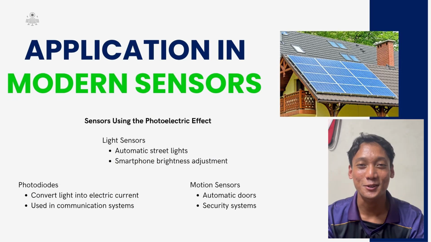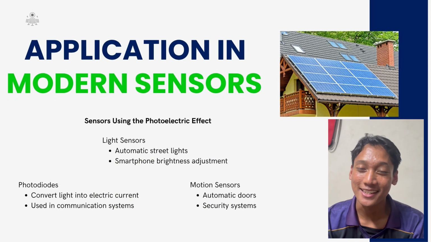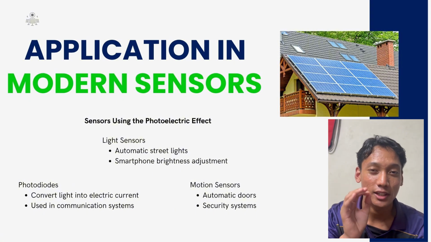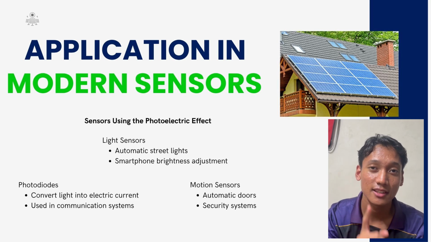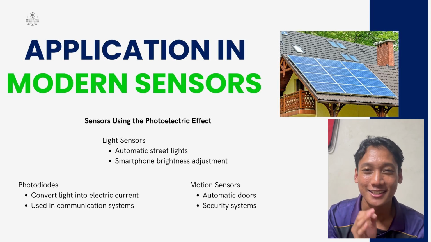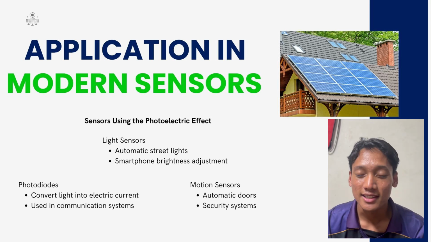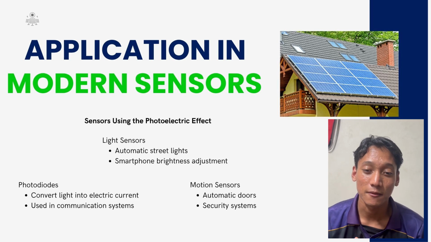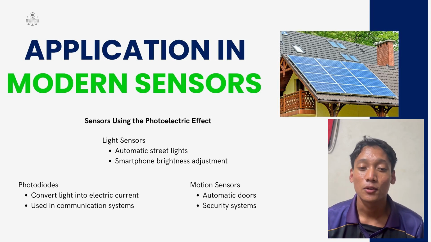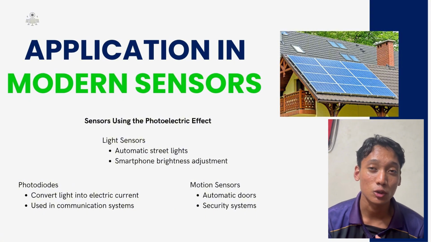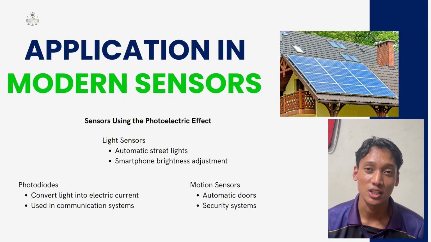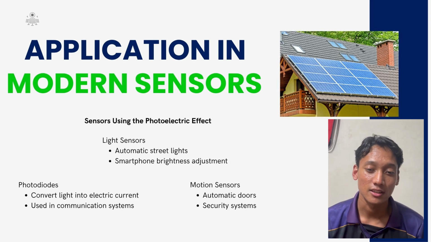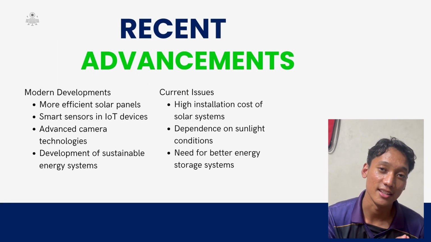Hi, I'm Khalid. Now I'm going to explain the applications of the photoelectric effect in modern sensors. There are three sensors that use the photoelectric effect: the first is light sensors, the second is photodiodes, and the third is motion sensors. Light sensors are used in automatic street lights and smartphone brightness adjustment. Photodiodes convert light into electric current and are used in communication systems. Lastly, motion sensors are mostly used in automatic doors and security systems.